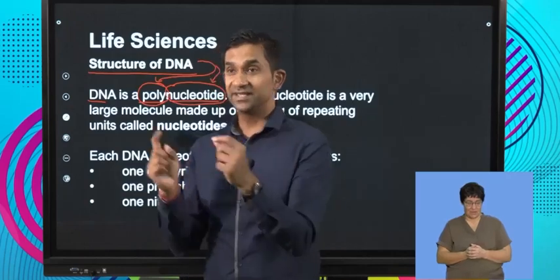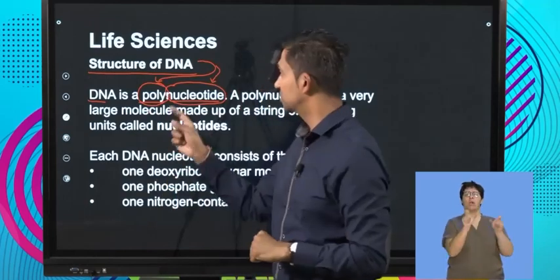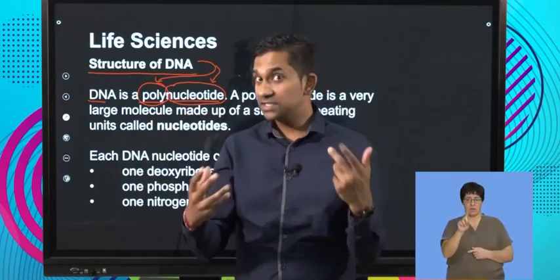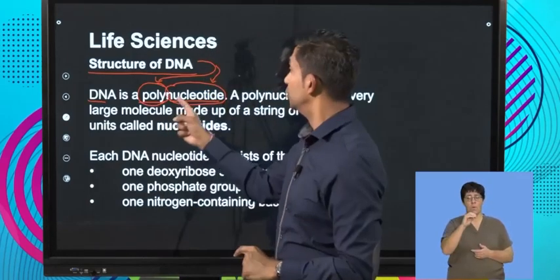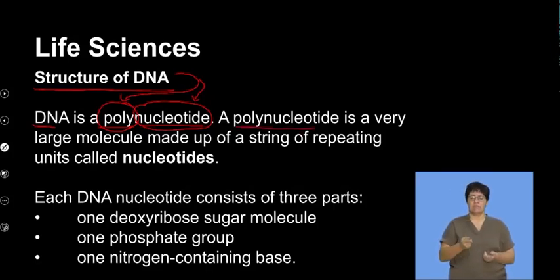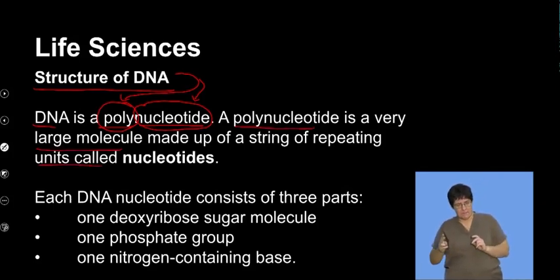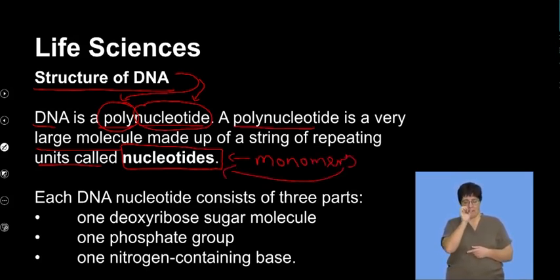Essentially, this concept tells us what the building blocks of DNA are called. And these building blocks we refer to as nucleotides. Another term for building block is monomers. So the monomers of DNA are called nucleotides. Let's get back into it. A polynucleotide is a very large molecule made up of a string of repeating smaller units called nucleotides. And this essentially refers to the monomers. The single smallest building blocks of DNA are called monomers. In this case, they are nucleotides.